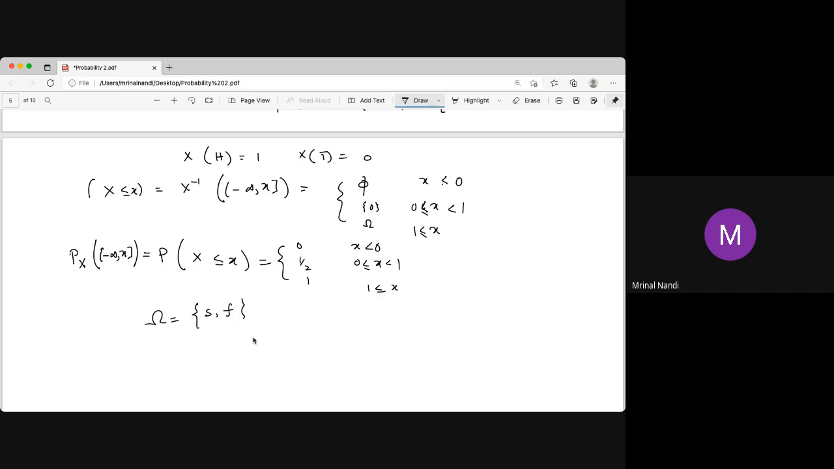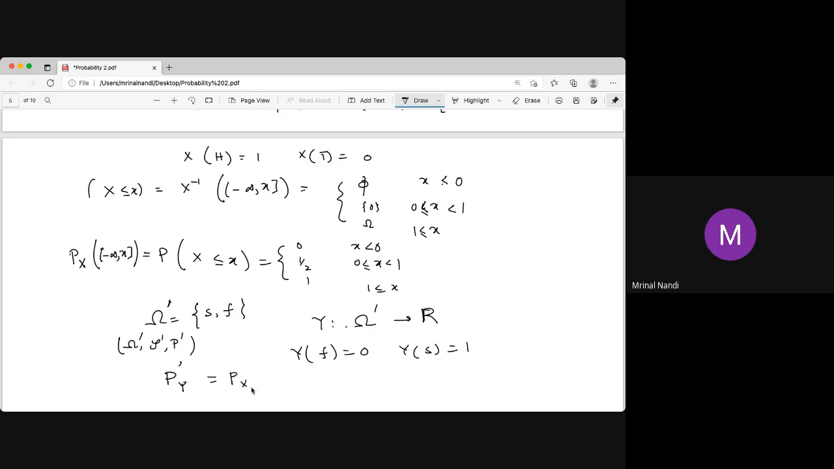Now we can define another random variable Y from omega dash to the real numbers, where failure is, say, 0 and success is, say, 1. And this actually gives the same thing. The underlying probability, say P dash of Y, is the same as P of X.